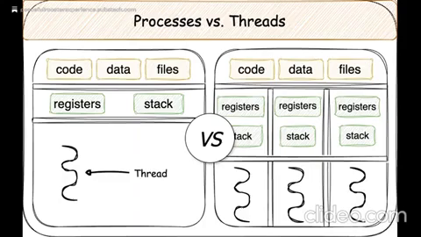Right. Exactly. That's the beauty of processes. They provide isolation and fault tolerance. If one crashes, it doesn't bring the entire system down. Okay, that makes a lot of sense.